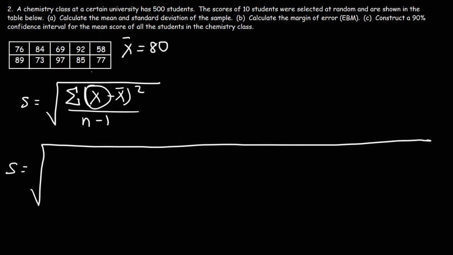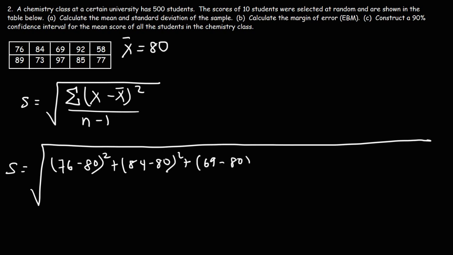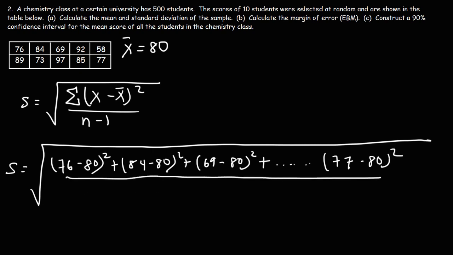So x will be the individual values that we see here in the table. X bar is 80. So the first value is 76. We're going to subtract it by the mean and then square the result. The next value is 84. Subtracted by the mean, square the result. The next value is 69, and then we're going to repeat the process until we include all 10 values. So I'm going to put dot dot dot. You can finish the rest, and then I'll put the last one as well. So it's 77 minus 80 squared divided by n minus 1.